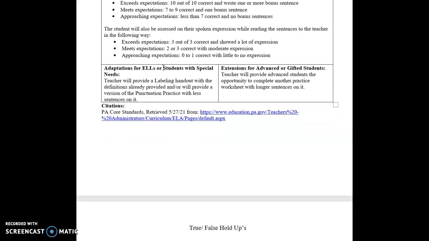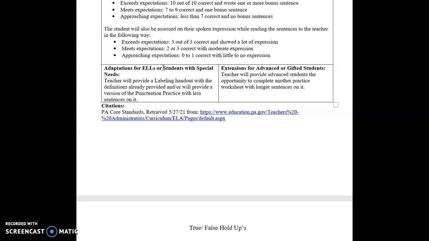For adaptations for ELL students or students with special needs, I would provide the labeling handout with the definitions already in them. Because I know sometimes that can take a long time to write, especially if I am not allowing them to copy it from the board, it would just be from my voice. So by providing the definitions, it would allow them to focus more on what I'm saying because they don't have to be focused on the writing.